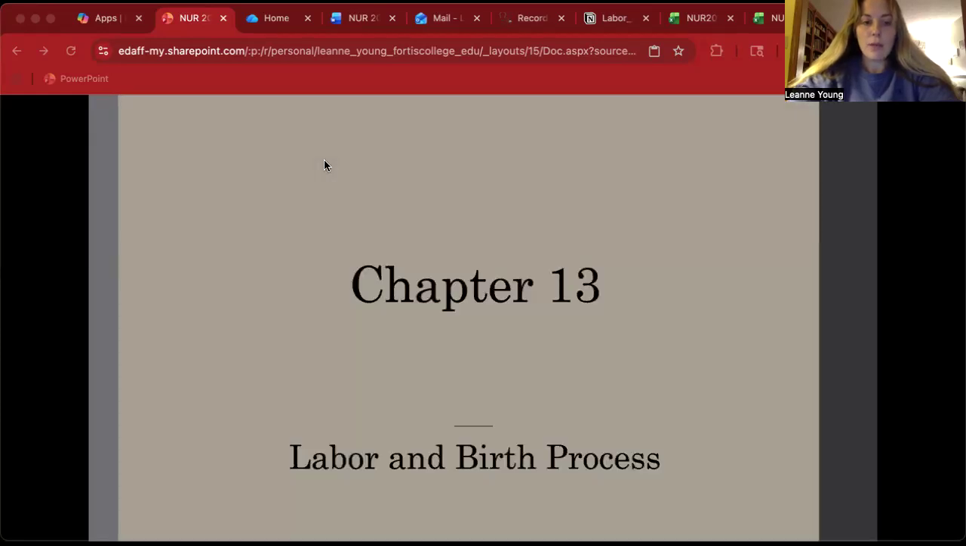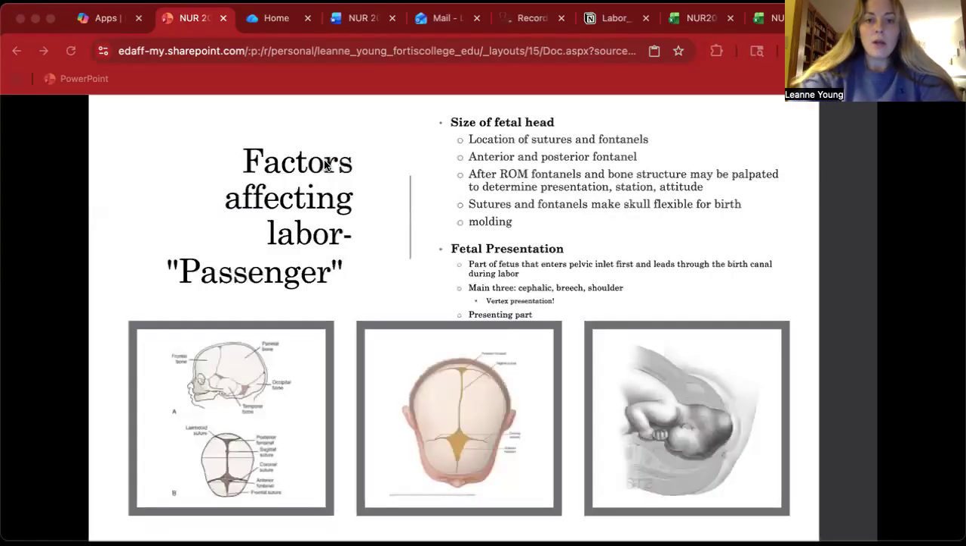So we're going to start by talking about labor and birth process. Whenever we're discussing labor, we also have to discuss factors that can lead to a conducive labor or factors that may impede labor, okay? Factors that affect labor would be your passenger, okay? Passenger refers to the baby as the baby is coming down.